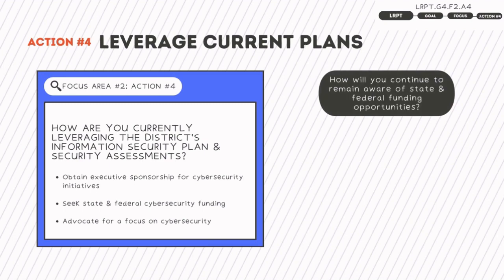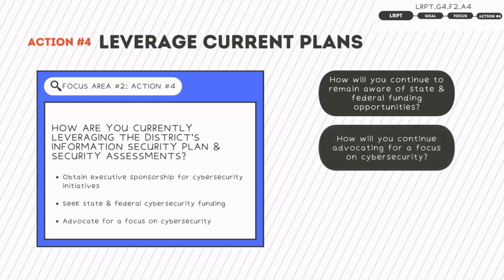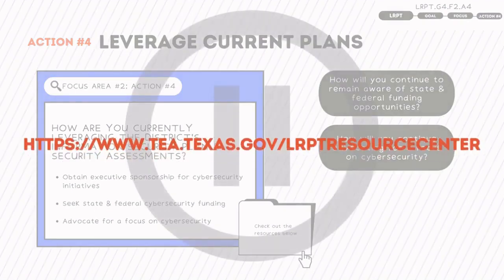Now that you've reviewed how you currently leverage this information, how will you continue to remain aware of state and federal funding opportunities? An important part of having a greater understanding of security plans and assessment data is to then advocate for a continued focus on cybersecurity. How will you continue to advocate for this focus? Use the resources below for more information on how to leverage plans in your district's favor. Pause the video here and use your workbook to outline how you will continue to grow these areas of your plans.